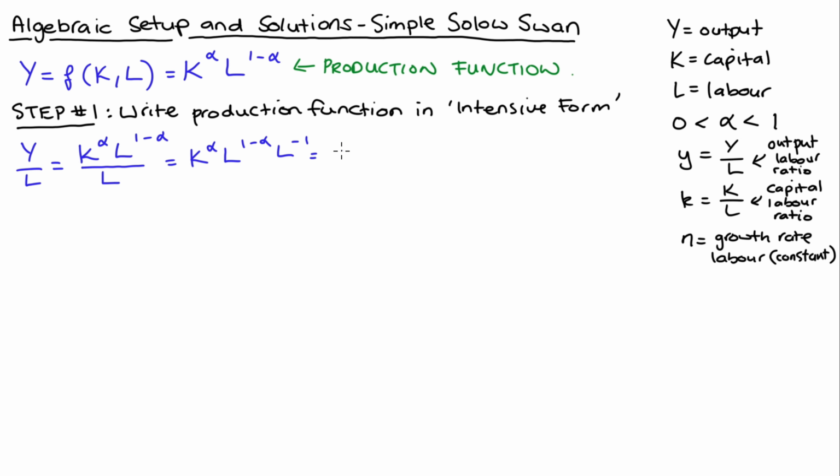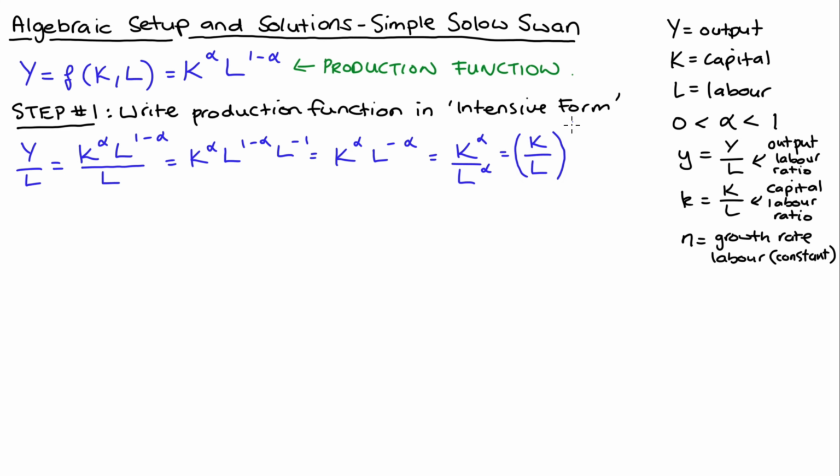We have two bases here which are the same, that's big L, so we can add up the exponents on them and we get big K to the power of alpha multiplied by big L to the power of negative alpha. We can then put our big L back down on the denominator and we get big K to the power of alpha divided by big L to the power of alpha. And then we can just take that alpha outside of some parentheses and we get big K over big L all to the power of alpha.